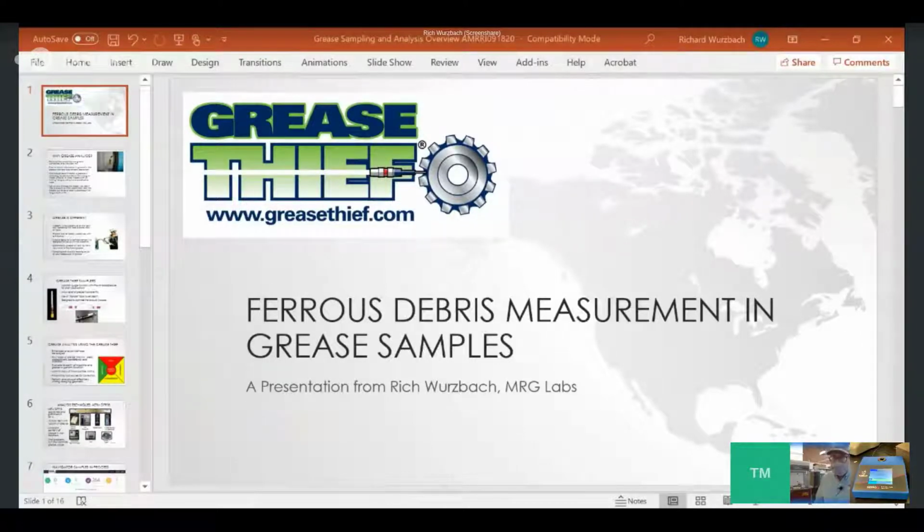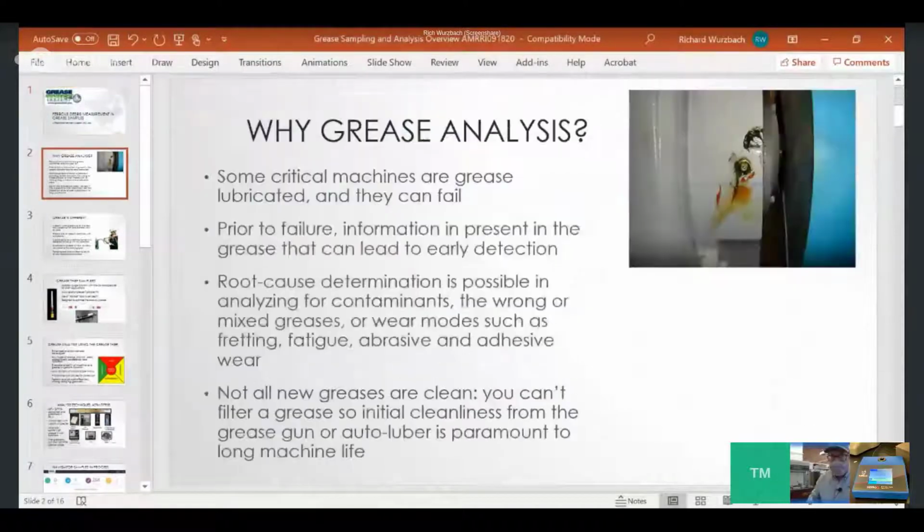Great. So I'm going to start us off here today, going through some of the background and some information about ferrous debris measurement. I'm going to lead us through a couple of slides to give us some information to start. And I'm going to start today by asking this question: why grease analysis? Why would we do grease analysis?